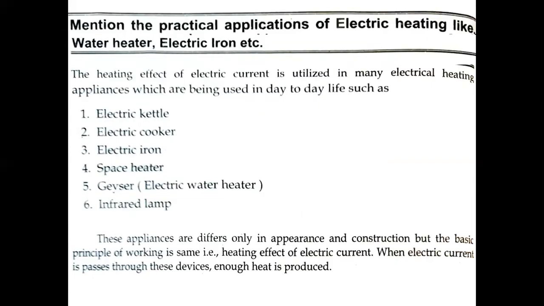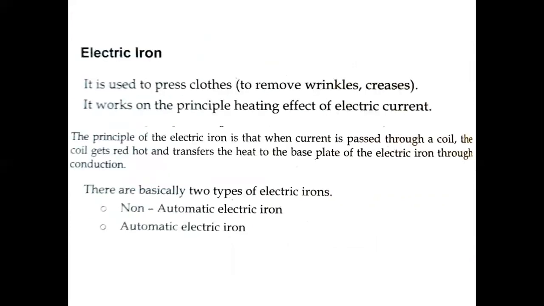Next, the practical appliances of electric heating: electric kettle, electric cooker, electric iron, space heater, geyser, electric water heater, infrared lamp. So the first one is electric iron. It is used to press the clothes, that is, to remove the wrinkles and creases. It works on the principle of the heating effect of electric current.